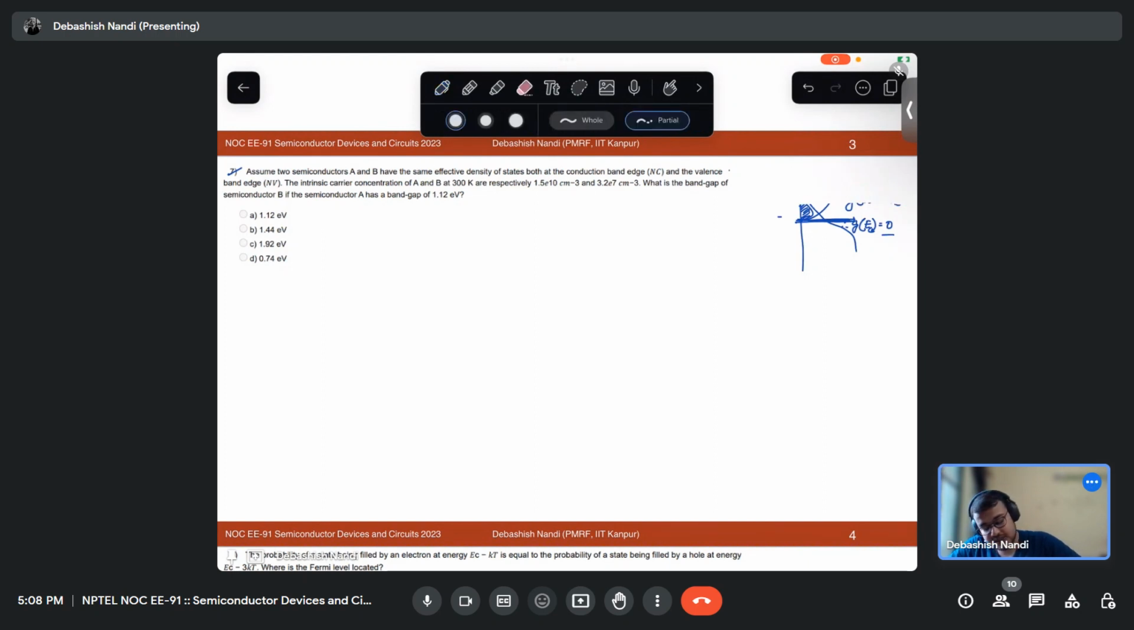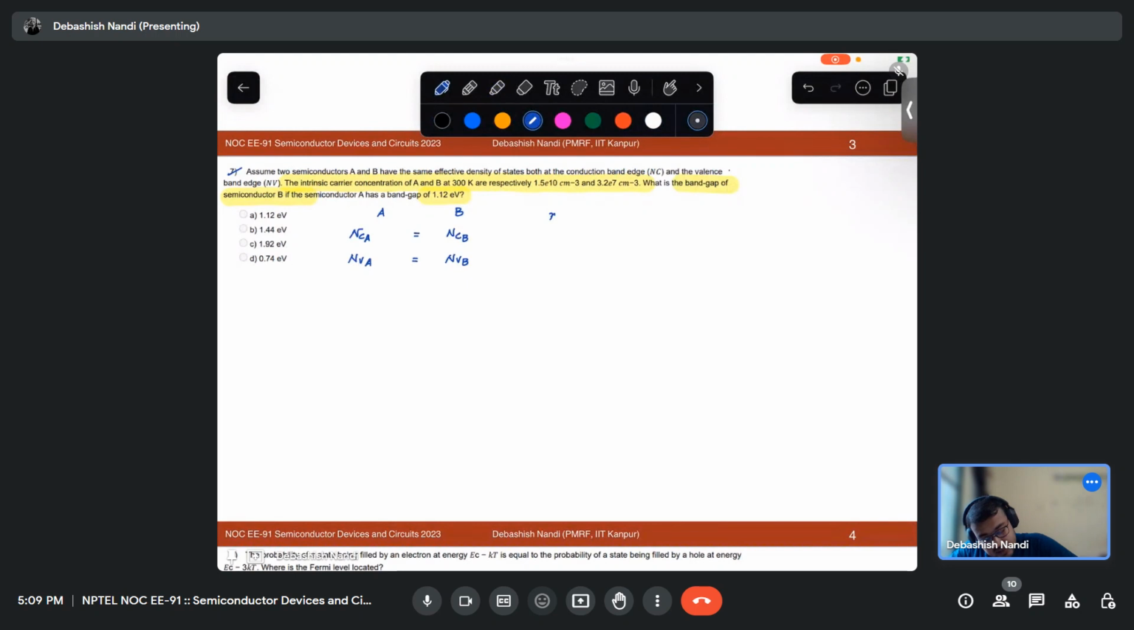Okay, so what is given is that two semiconductors are there, A and B. So NCA equals NCB and NVA equals NVB. Fine. And it is given that the intrinsic carrier concentrations of A and B are given. Okay. So the band gap of one semiconductor is given. We need to find out for B. Okay. So how do we do this?